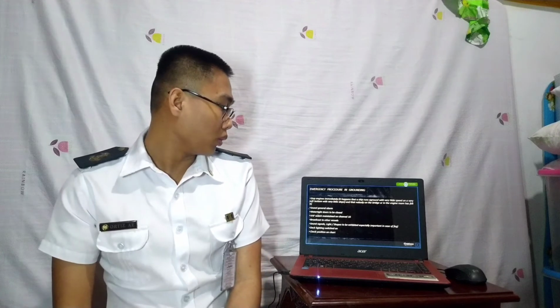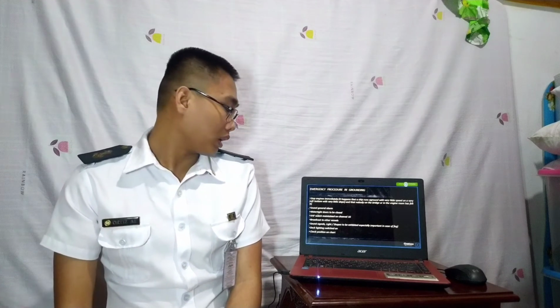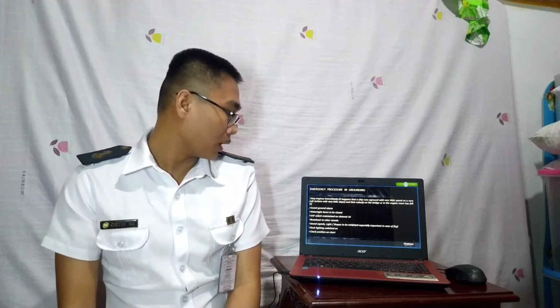Emergency procedure in grounding. We need to stop the engine, and then we need to sound the general alarm. Just like the collision, there is some sort of similar way in the procedure, and we need to close the watertight doors, so if there is any breach, the ship will stay afloat. And then we need to use the channel 16 in the VHF because it is the emergency or distress frequency.